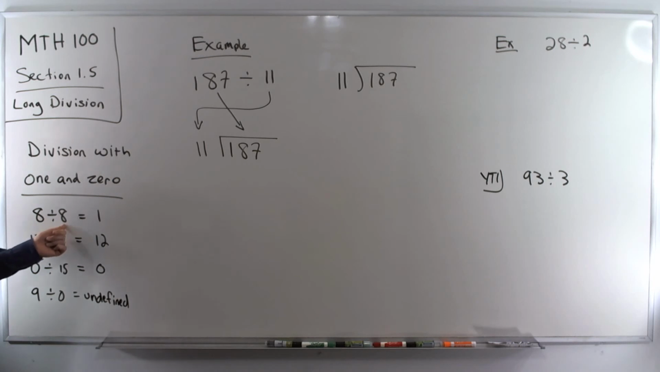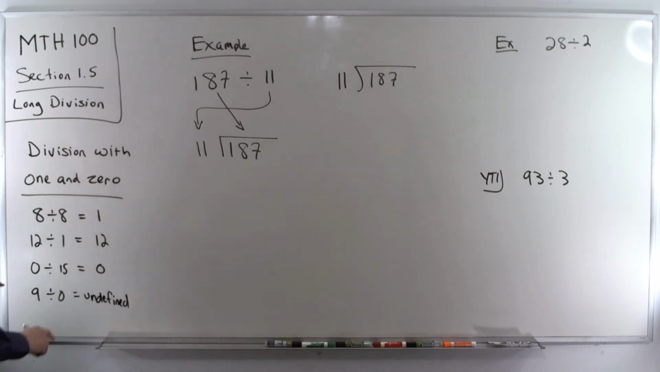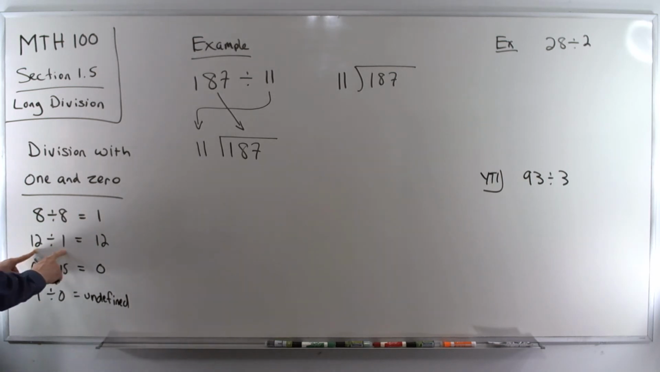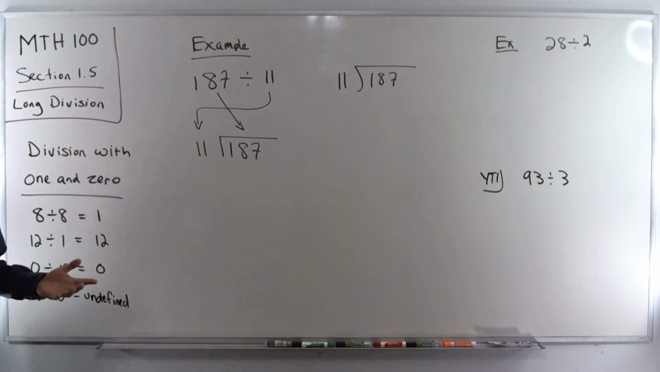Any number divided by itself gives us a 1. If you think of this in terms of objects and breaking it up into piles, we have 8 objects. If we take 8 objects, how many piles of 8 can we make? We can make one of them. Well, here we're doing 12 divided by 1. Any number divided by 1 is itself because we're taking 12 objects and we're breaking them up into piles of 1. So how many piles of 1 can we make out of 12 objects? We can make 12 of them.